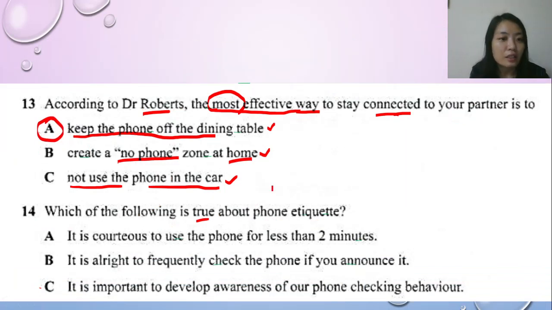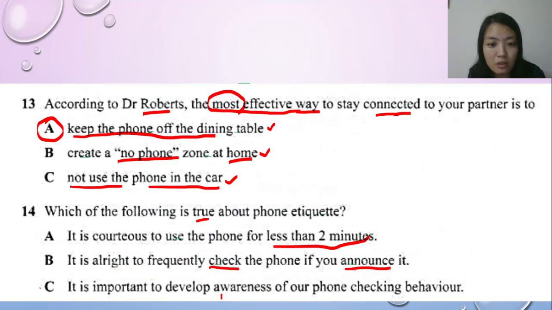Okay. Alright, last one. Which one is true about phone etiquette? It's courteous to use the phone for less than 2 minutes. Is it less than 2 minutes or not? I'm just going to read through all. We won't go one by one. Feeling very tired already. It's alright to frequently check the phone if you announce it. Important to develop awareness of our phone checking behavior.